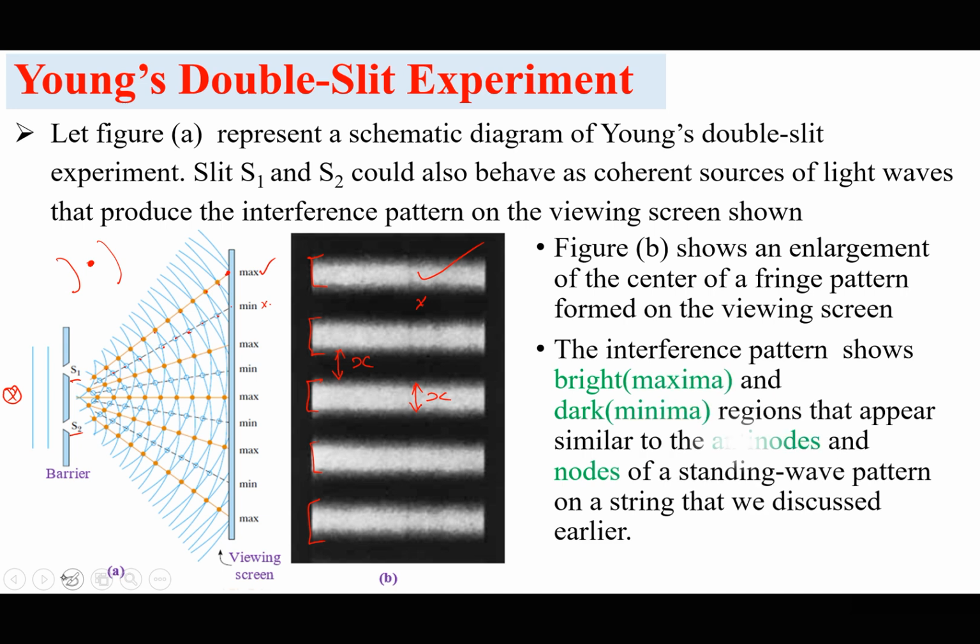So the interference pattern shows bright regions, which are maxima, and dark regions, which are minima, similar to antinodes and nodes. Remember, the antinodes were points of maximum amplitude, resulting from constructive interference, and the nodes were points where particles were permanently at rest, which corresponded to destructive interference. So the bright regions correspond to the antinodes in a stationary wave, and the dark regions correspond to the nodes.